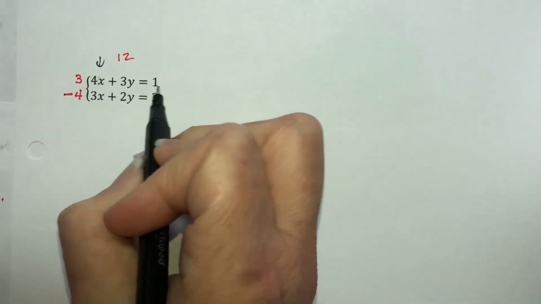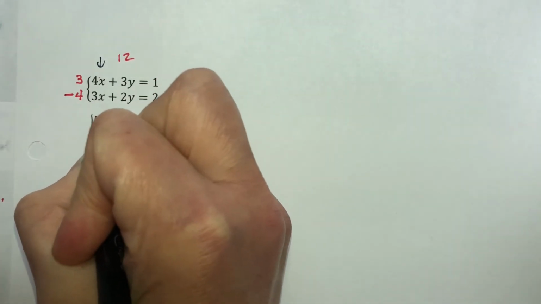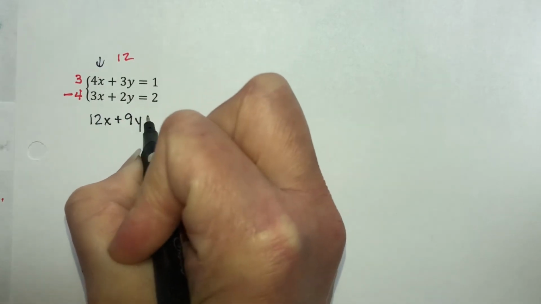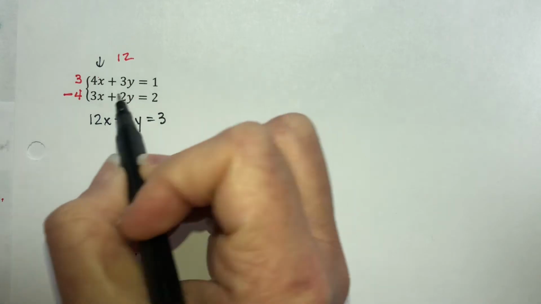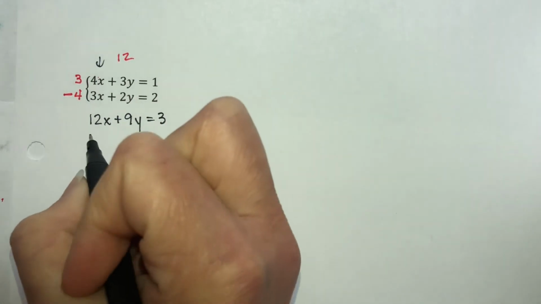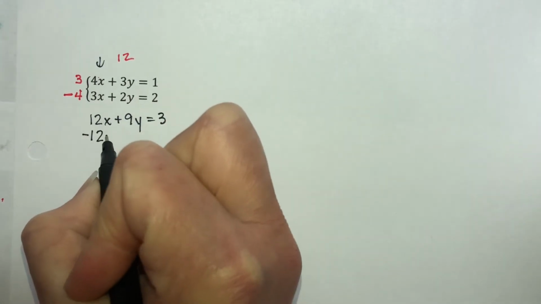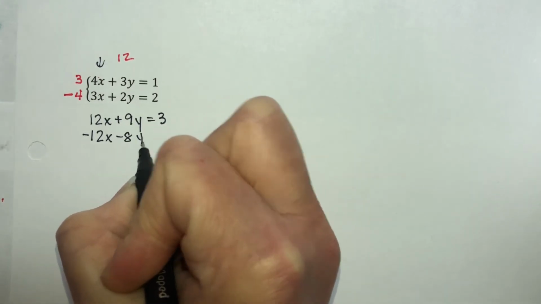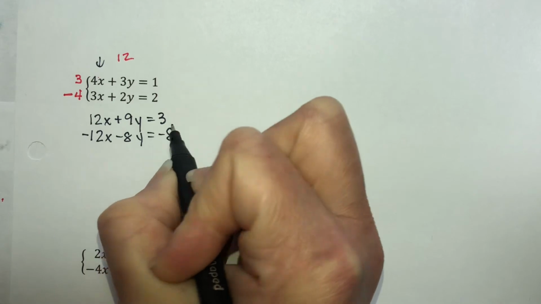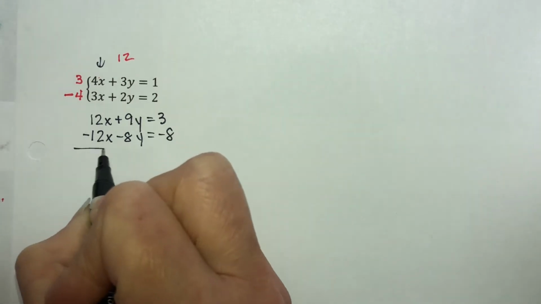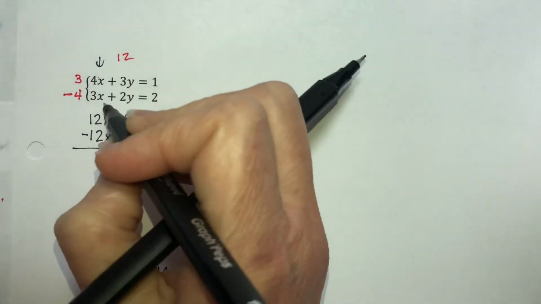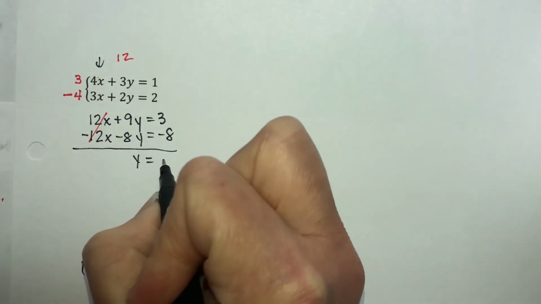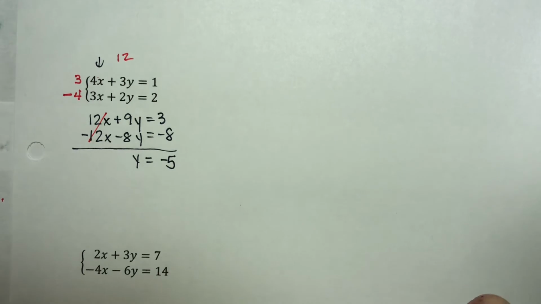Now I need to multiply everything here by a 3. That will be 12x plus 9y is equal to 3. Now multiply everything here by a -4. -12x minus 8y is equal to -8. Now add these together, your 12s cancel, and you get y is equal to -5.